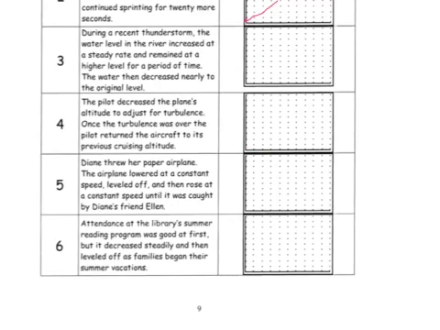During a recent thunderstorm, the water level in the river increased at a steady rate and remained at a higher level for a period of time. The water then decreased nearly to the original level. So the river's not going to be empty, so we have to start somewhere. So we're going to start maybe around here somewhere.